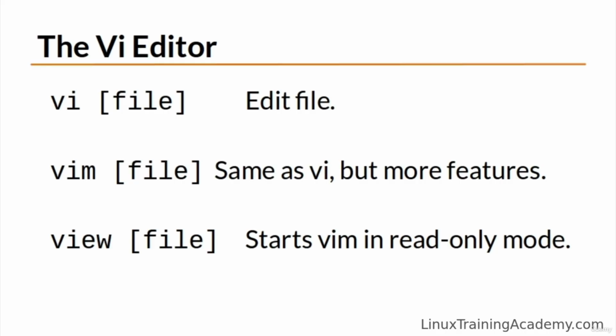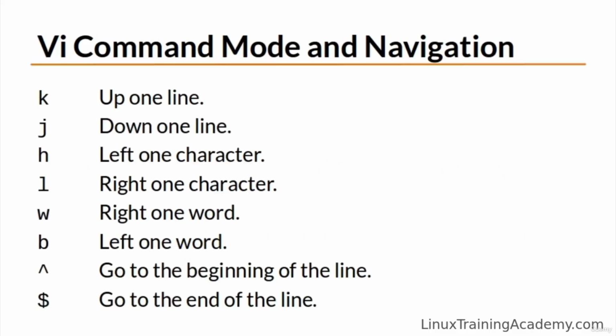If you want to view a file but make sure you don't change any of its contents, you can use the view command. I'd like to point out that an advantage of using VI is that it's always available on a Linux system. Another advantage is that once you learn the key mappings for VI, you can apply them to other commands like man or more or less or view, or you can even use VI mode for editing shell commands.